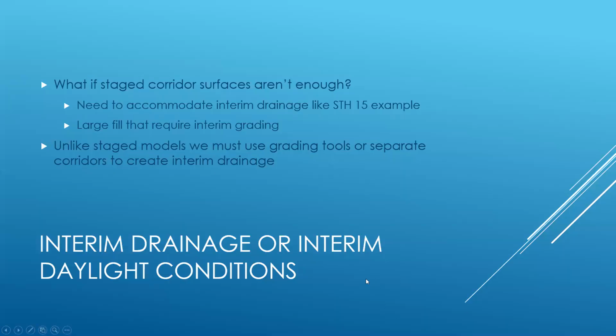So now that we've looked at the interim drainage condition, we've been able to easily create a staged surface from the corridor without breaking up our model. And we've been able to dynamically change the limits of our construction, and the surface that's calculating earthwork is automatically updated.